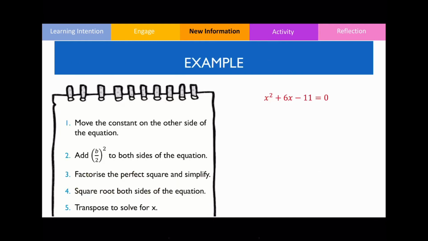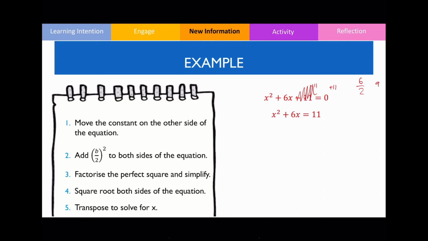So if this was my equation over here, and I was trying to complete the square, the first step is I want to remove the constant to the other side of the equation. So I'm going to add 11 to both sides of the equation, okay? If I do that, then this will cancel each other out because they're inverses. Therefore, this is what my equation will now look like. And now I'm going to add in b over 2 whole squared. In this case, b is equal to 6. 6 divided by 2 is equal to 3. 3 whole squared is equal to 9. So I'm going to add 9 to both sides of my equation.